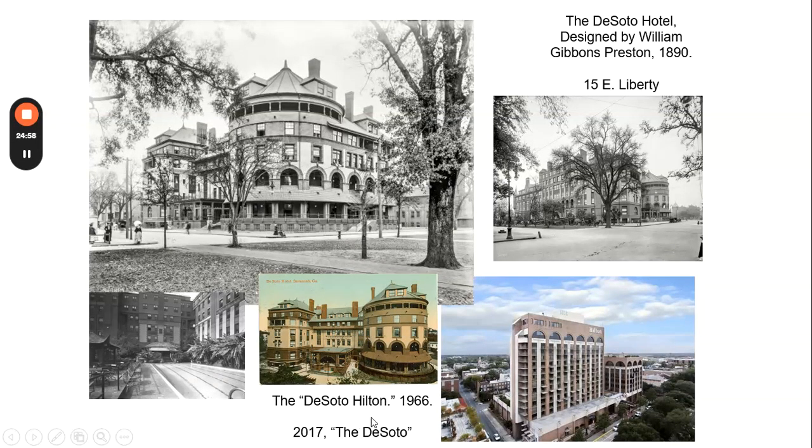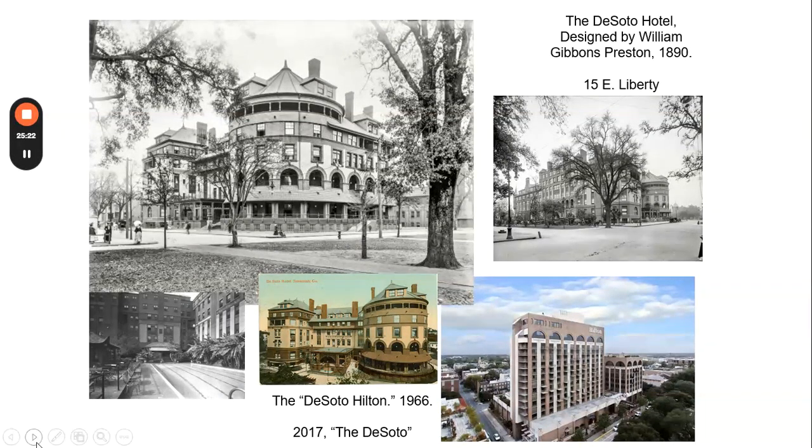They've dropped the Hilton affiliate. If you go downtown, it's just called the DeSoto Hotel. But I think that's kind of a slap in the face to the original DeSoto. And I'll go ahead and be explicit. This is a bonus question. Which building in downtown Savannah was destroyed to build a Hilton hotel? Answer, the DeSoto. Such a shame.